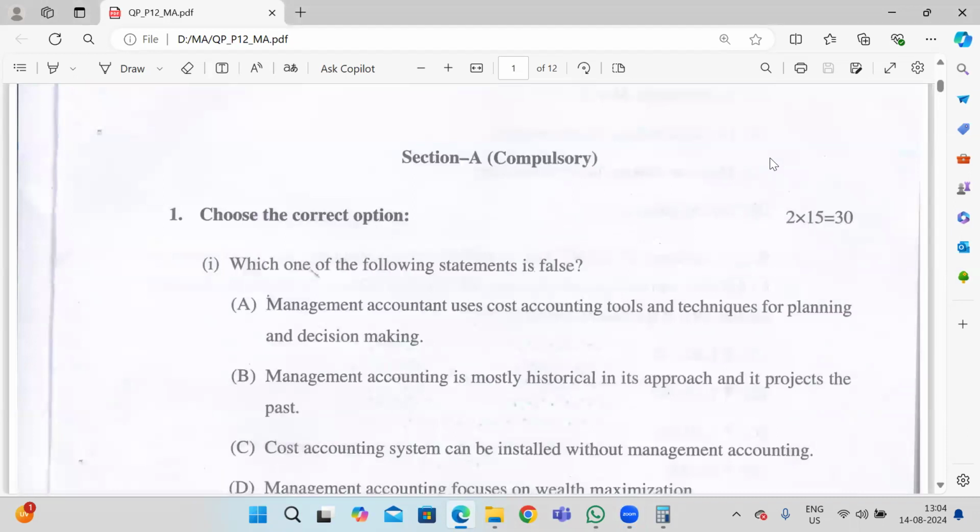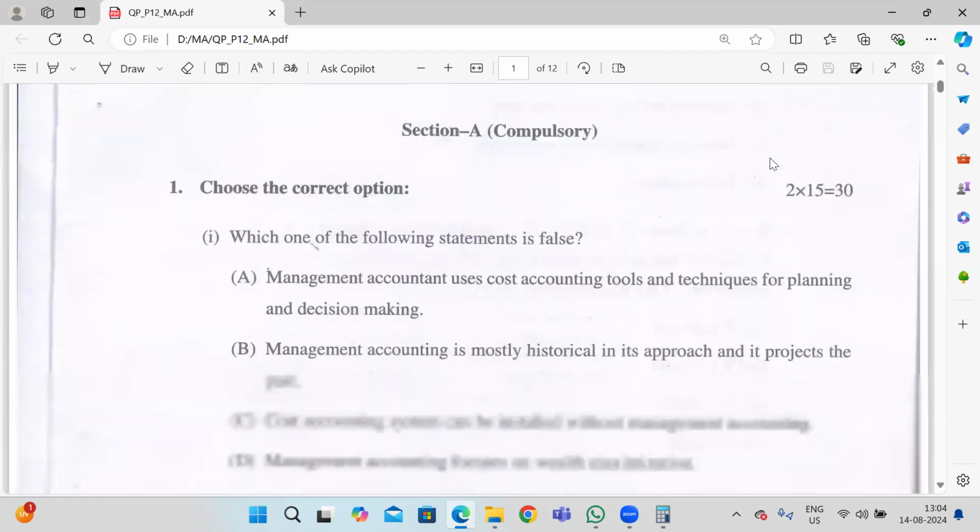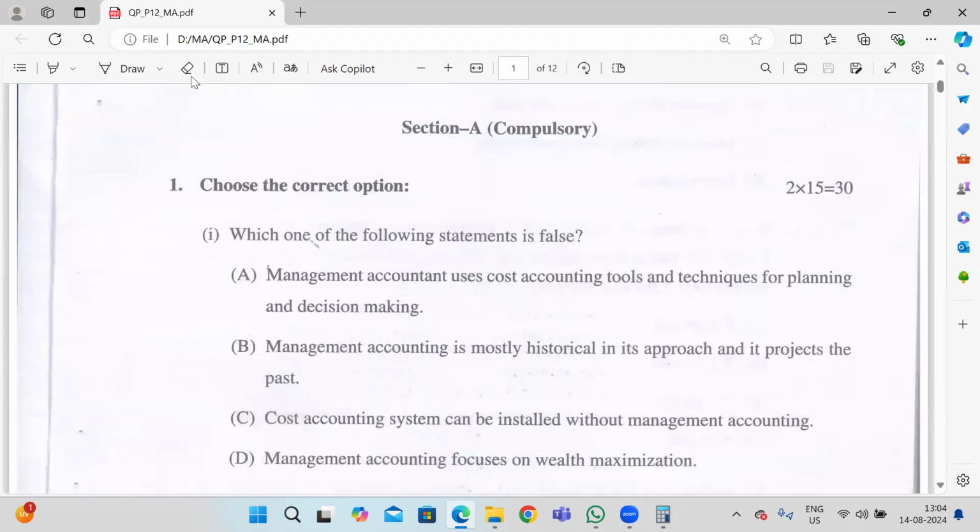In this video, we are going to see management accounting suggestion answers for June 2024. Now we are going to see section A. Which one of the following statements is false? So, we need to identify the false statement.